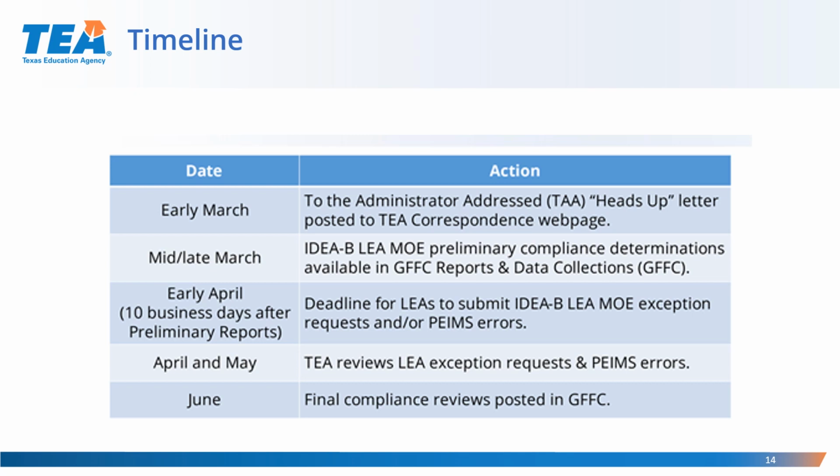Preliminary reports are typically released in late March with 10 business days to submit exceptions. During April and May, we review what was submitted and reach out to any LEAs who may need to correct something or submit additional documentation. And final result reports are posted in July in the TEAL application GFFC.